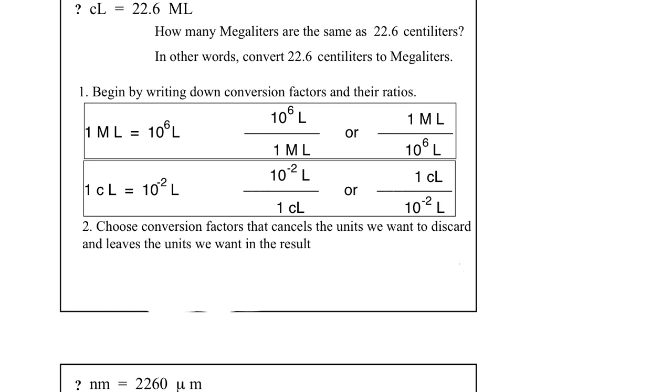Okay, right here, you're not going to the basic unit. You're going from a prefix unit to another prefix unit. So I would look up, it's a little more involved, not that much. So you look up what mega means, that's 10 to the 6, and what centi means, that's 10 to the negative 2. Okay, so you write your known term, 22.6 megaliters.